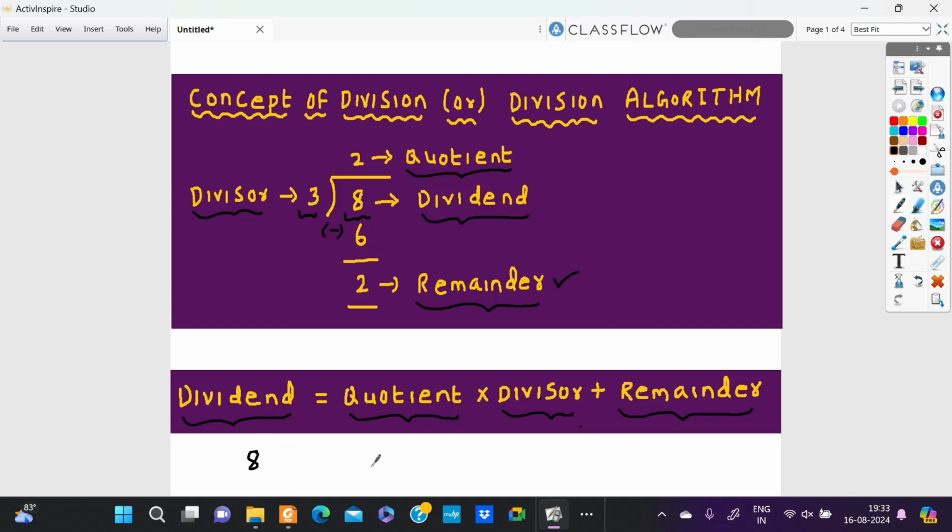8 is equal to, the quotient is 2 and the divisor is 3, plus the remainder which is 2, right? So if you move this 2 to the left hand side, 8 minus 2 will give you 6 and that 6 could be exactly divided by 3. So this is true in all cases, alright? Let us move to the next page.